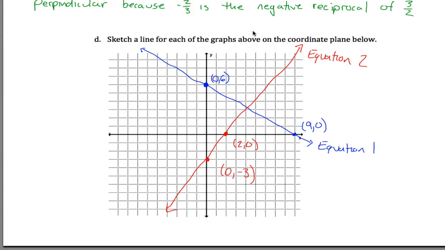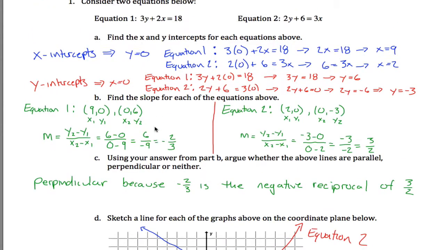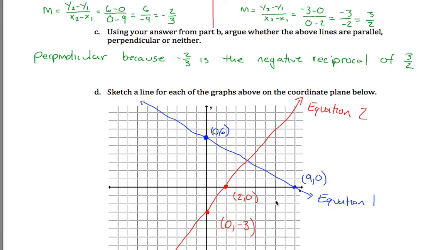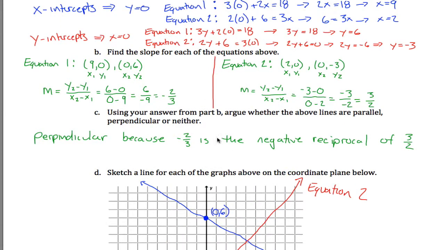And like we suspected, like we came up with algebraically in part C, we said they should be perpendicular, and it does kind of look like they're perpendicular here. So I guess that's the end. That's the end of this perfect problem.